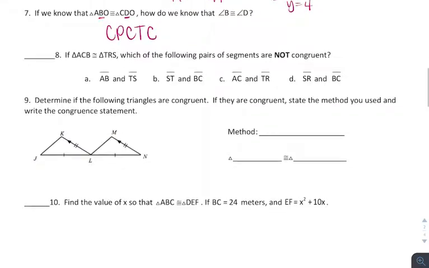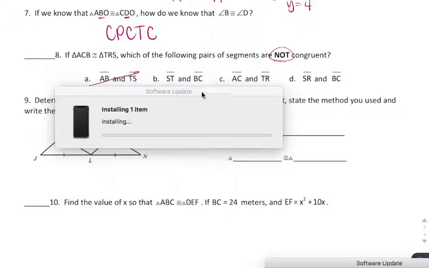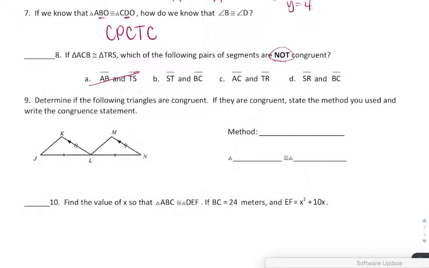All right, on to number 8. I know it's kind of hard to read, so I'm sorry. But it says if ACB is congruent to TRS, which are not congruent. So first we have AB, which is the first and third, and TS, which is the first and third. So AB and TS checks out, okay? Because remember, we're going for not congruent. Then we have ST and BC. So ST and BC, they do not line up. So ST and BC are not congruent.